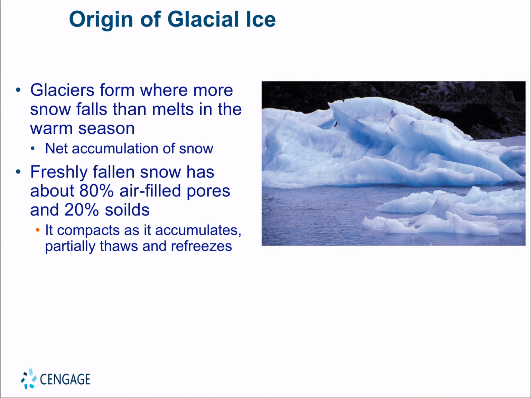So in order to have a glacier forming, I need to have more snowfall than is going to melt in the warm season. So I'm looking for that net accumulation of snow. Now, anytime I look at the fresh snowfall, it is a mixture of mostly air-filled pores and about 20% solid. It will start to compact as it accumulates, partially thaws and partially refreezes.